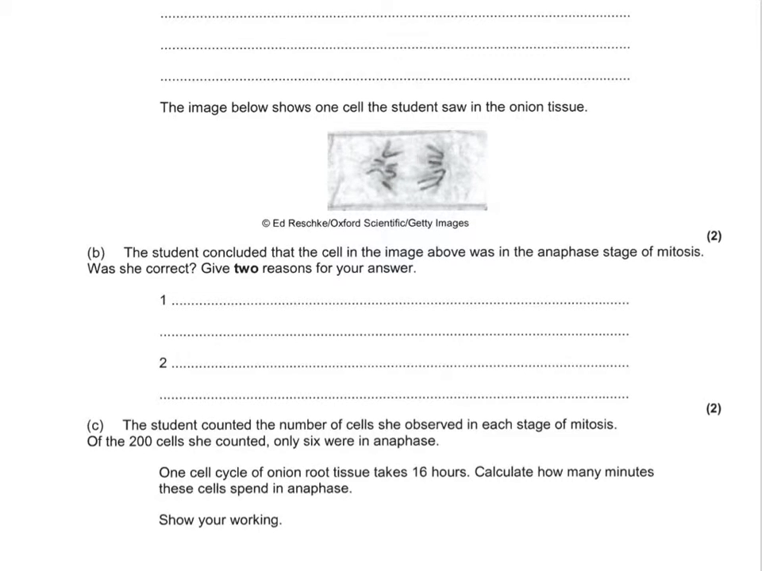So the mark points for this: the chromatids are at 2 poles at either end of the cell. So they have reached the poles at either end of the cell. And the second mark, the chromatids have been pulled apart, so it can't be metaphase, because they've got this classic V shape.